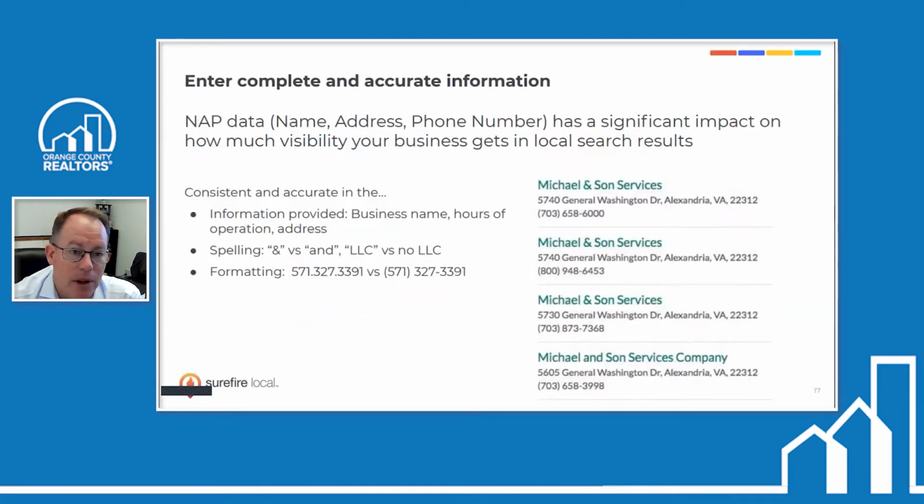All right, so after we complete our accurate information, we have name, address, phone number. This has a significant impact on how much visibility your business gets in local search results. So that's why we said we want to make sure that it's consistent and accurate. Business name, hours of operation, address, the spelling is the same, the formatting of the phone numbers are the same. This is very critical across all platforms, because Google goes out and looks at all this information, and if there's discrepancies, then it's not going to be a positive on how you rank in the algorithm.